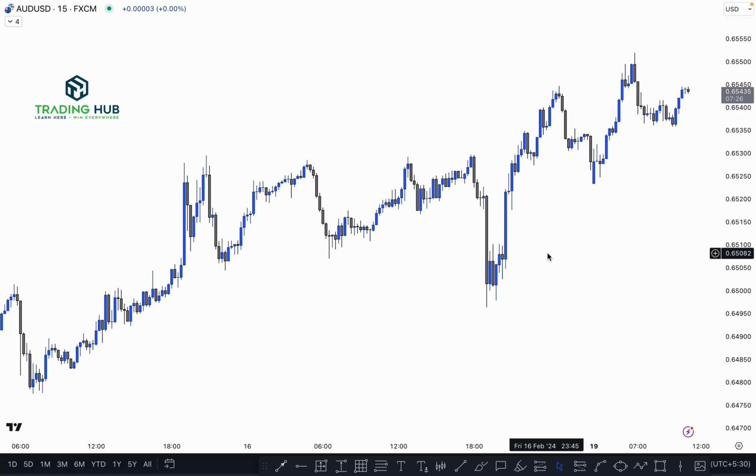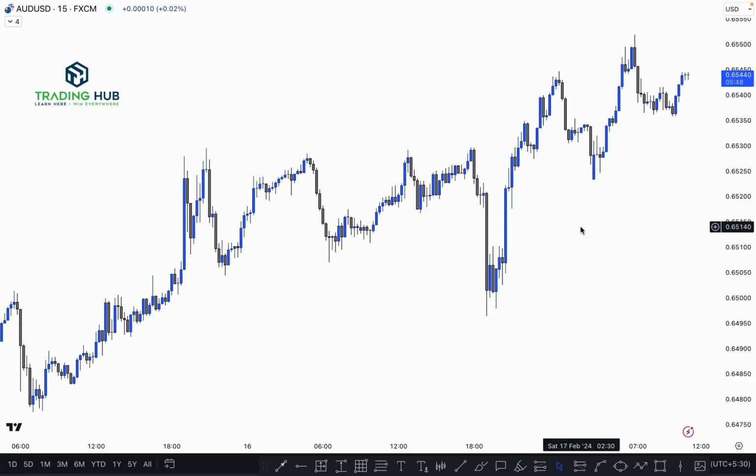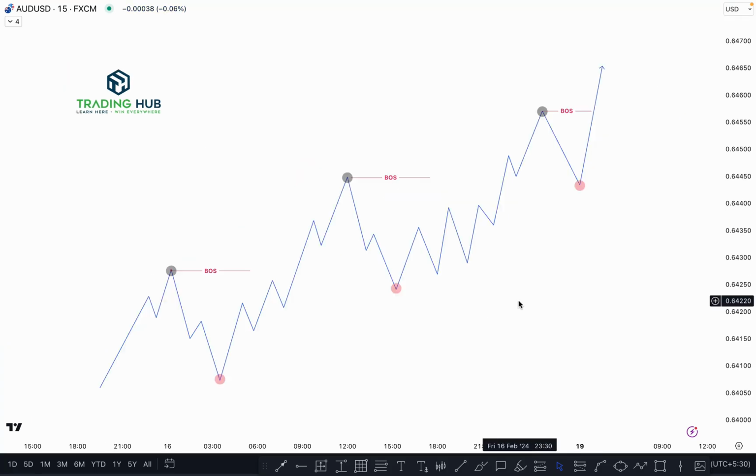So you have to identify unmitigated order flow and then wait for mitigation, and then you can also use lower time frame confirmation. First of all, let me show you three drawings so you can understand what I'm trying to explain here, and then I will explain on a real chart so you can understand better. So this is our bullish structure here.